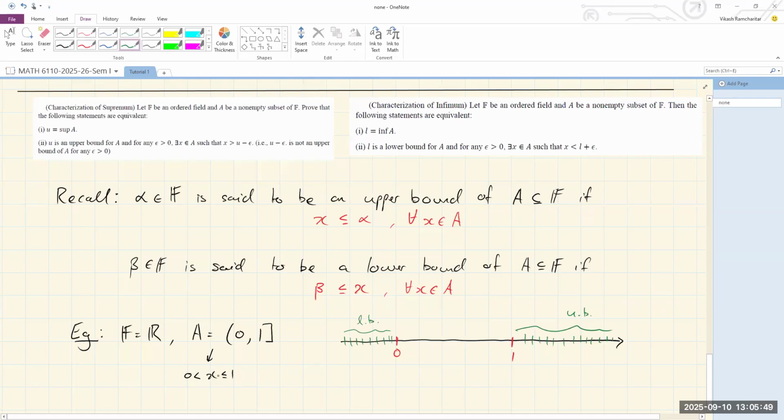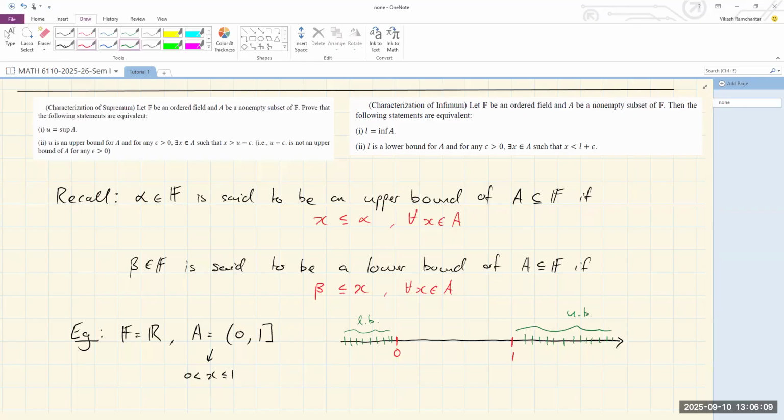Is 0 a lower bound? So is every element in A bigger than 0? And the answer is yes. So again, you could choose 0. But notice in this case, 0 will be a lower bound, but 0 does not belong to A.